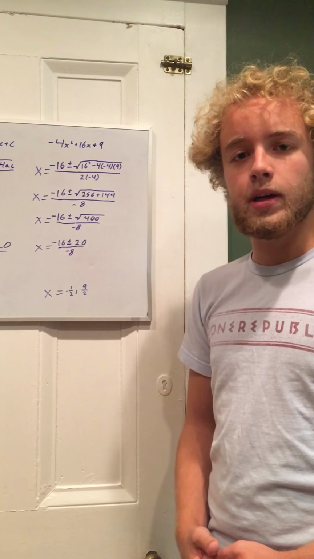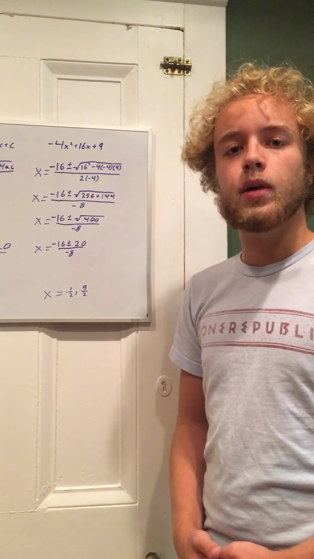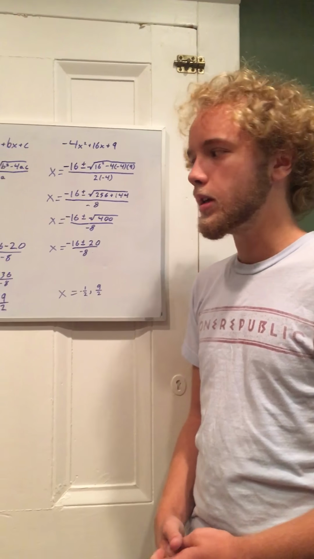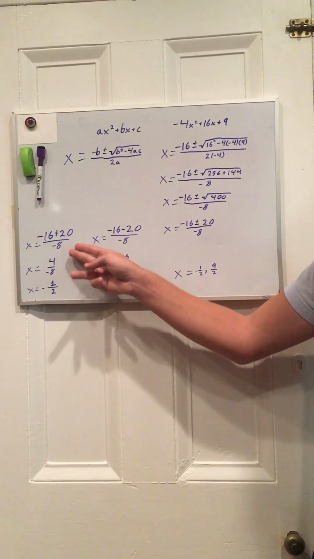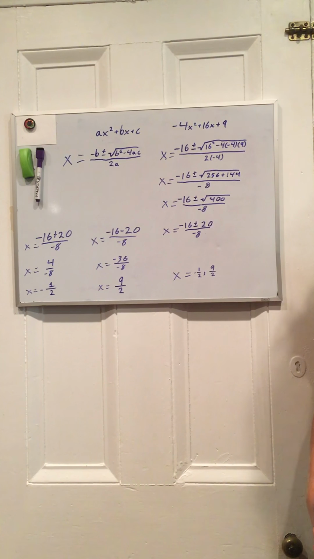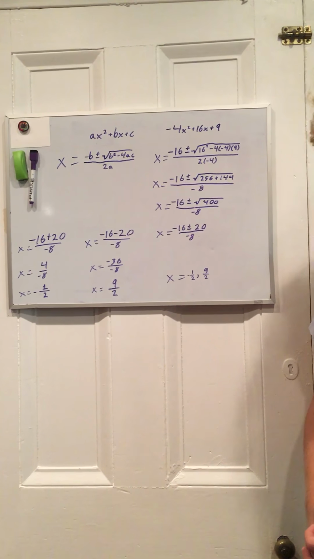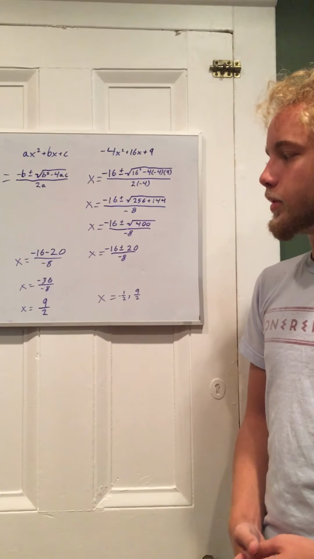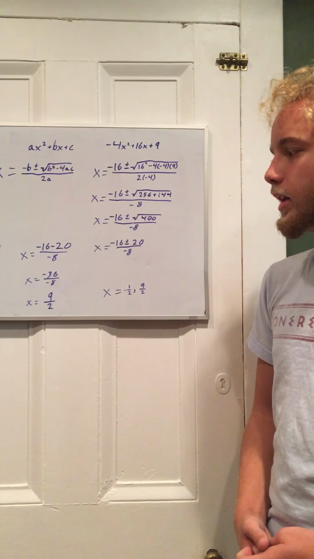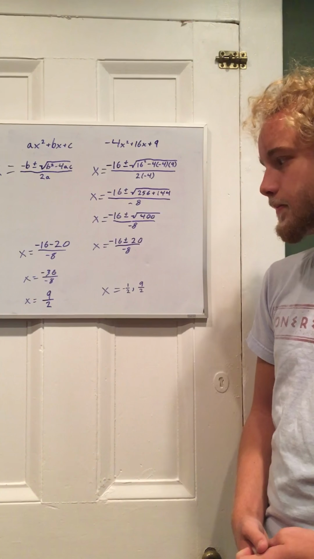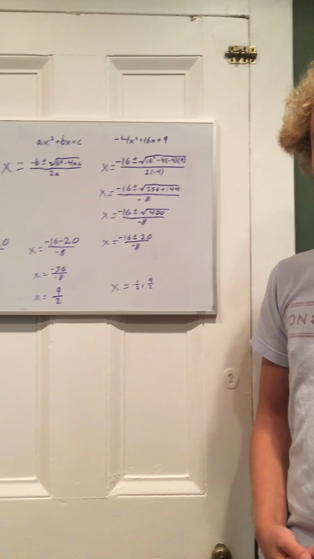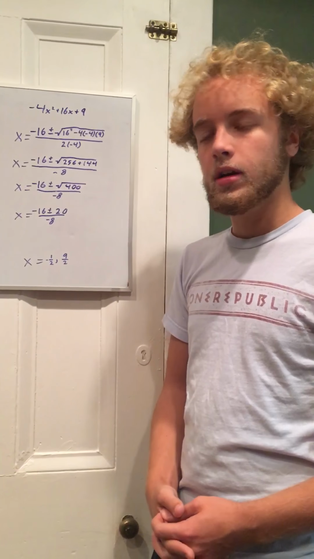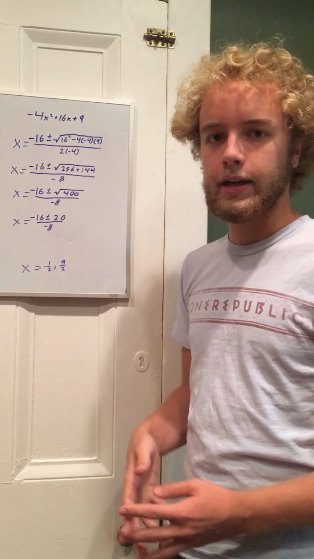To simplify the equation any further, the equation must be split into its additive and subtractive forms. The additive form will be x equals negative 16 plus 20 divided by negative 8. The subtractive form will be x equals negative 16 minus 20 divided by negative 8. These forms simplify down so that x equals negative 1/2 and x equals 9/2.